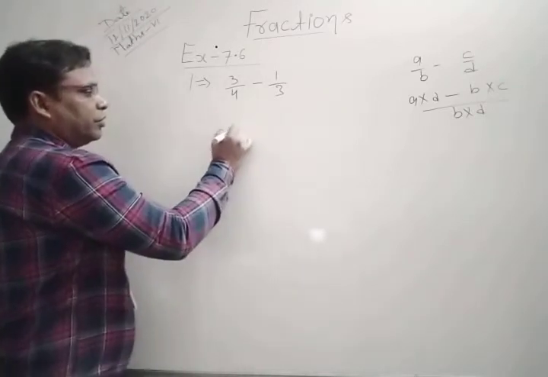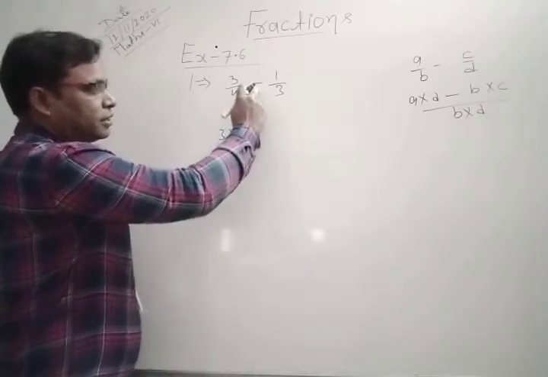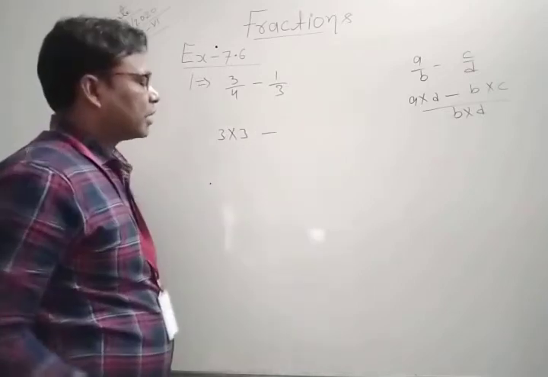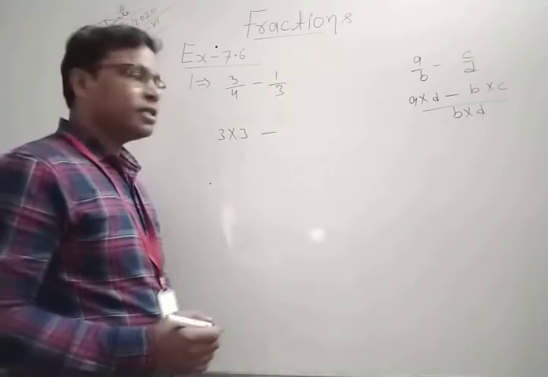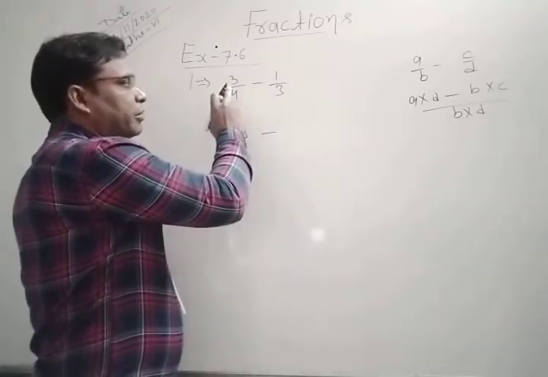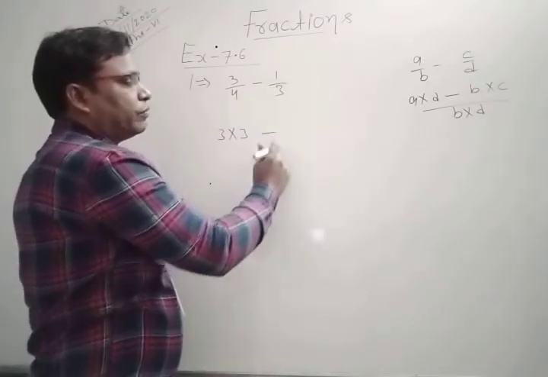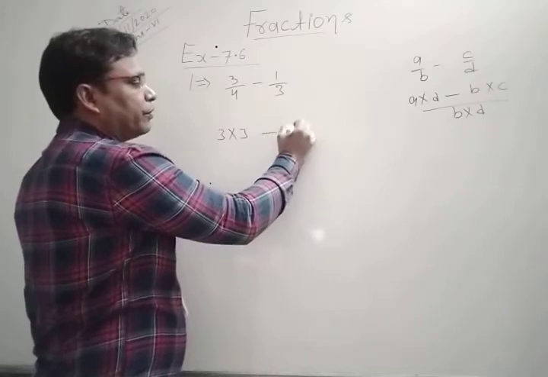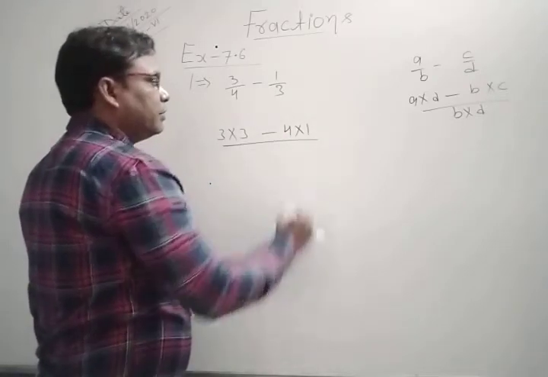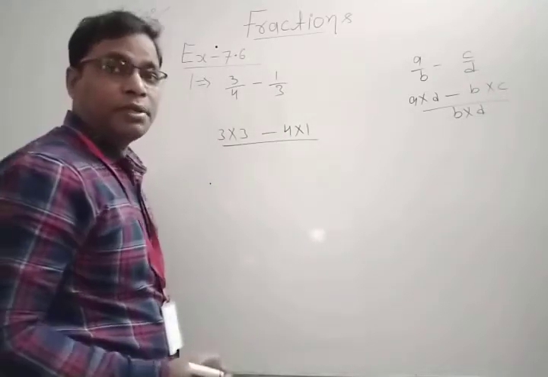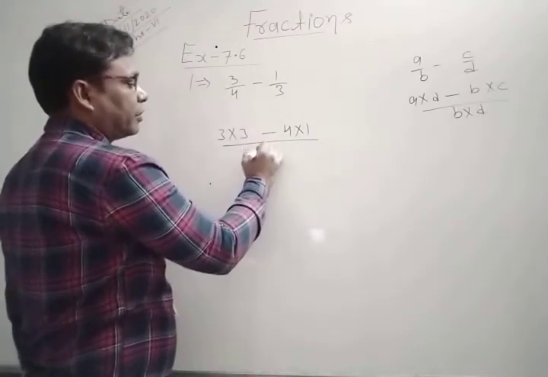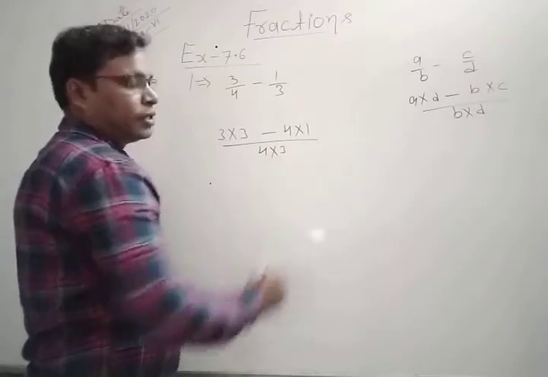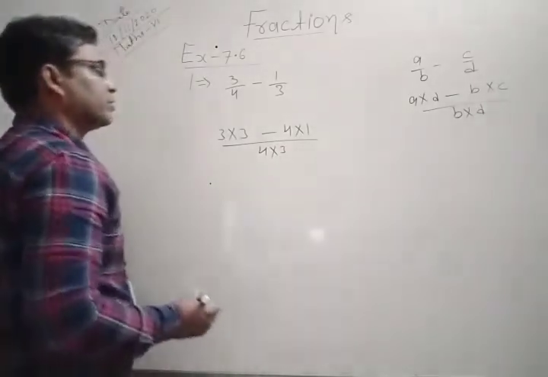So 3 into 3 here, minus. After this, the product of the first denominator and second numerator. The first denominator is 4, the second numerator is 1. So 4 into 1, divided by the product of the denominators, which is 4 into 3. You can solve these questions this way.